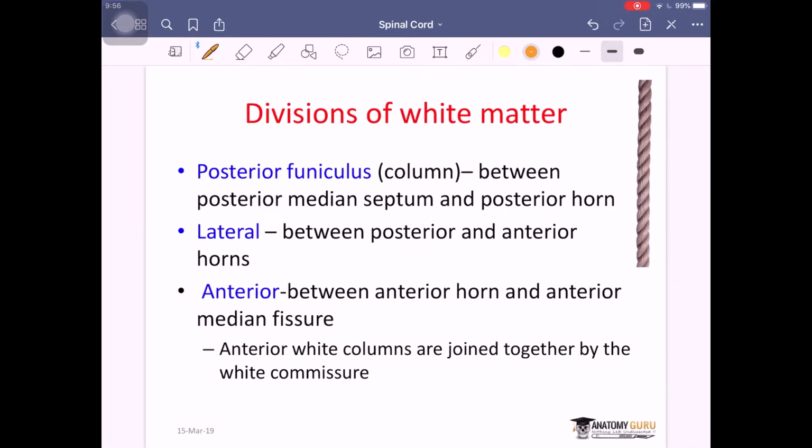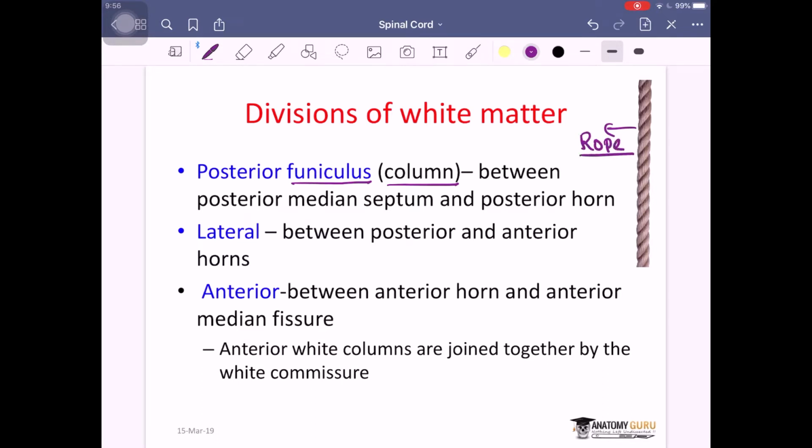Now we have to divide the entire white matter of the spinal cord, which we have already done in class 2 also, into different columns, and now these columns are also called funiculus. The word funiculus literally means rope. So this is the literal meaning of funiculus, it means rope.